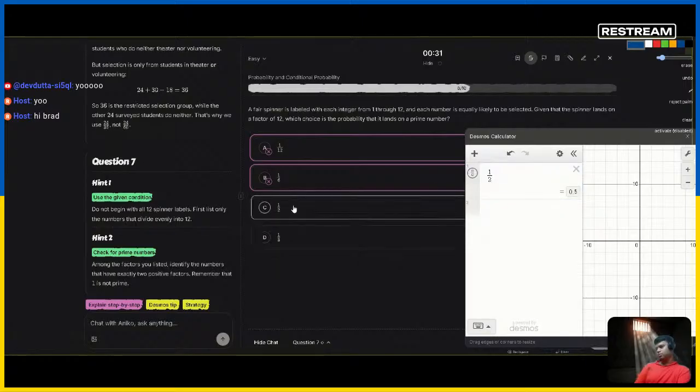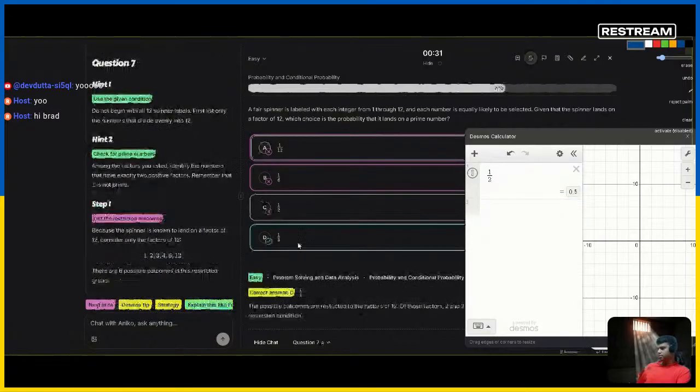To be one third because the spinner is known to land on a factor of 12. Only the factor of 12: 1, 2, 3, 4, 6, and 12. These are six possible outcomes to the restriction.